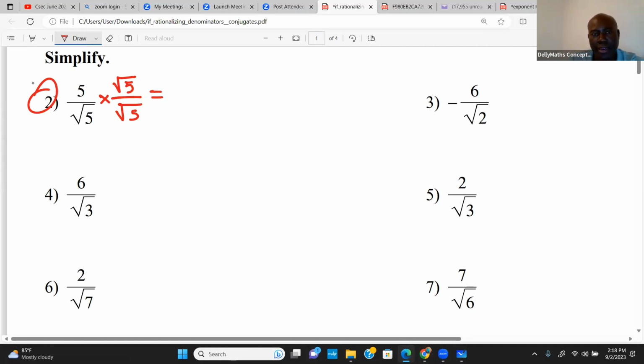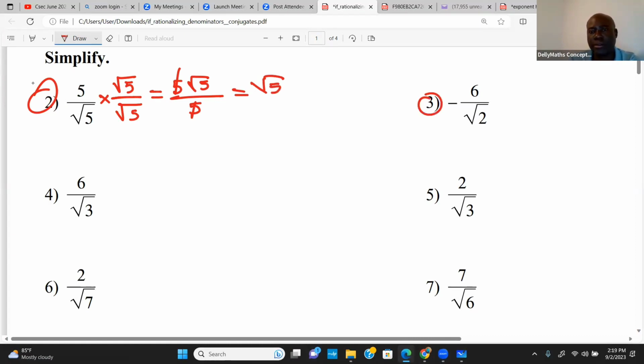So 5 times root 5 will give me 5 root 5. But when I multiply the root of 5 times the root of 5, I'll definitely get 5. So at this time, I have 5 root 5 over 5, but this 5 would cancel this 5. The final response is the root of 5.